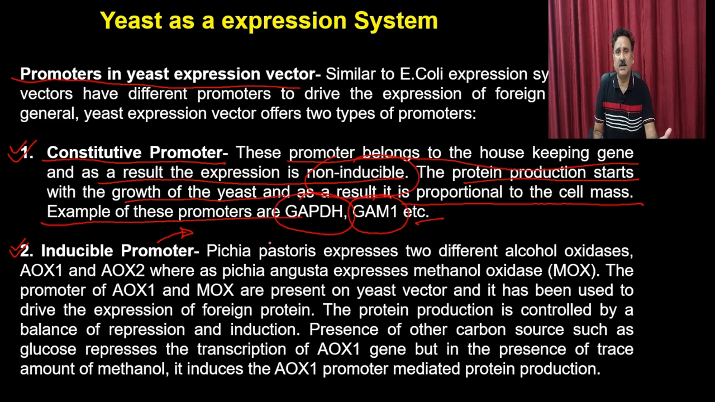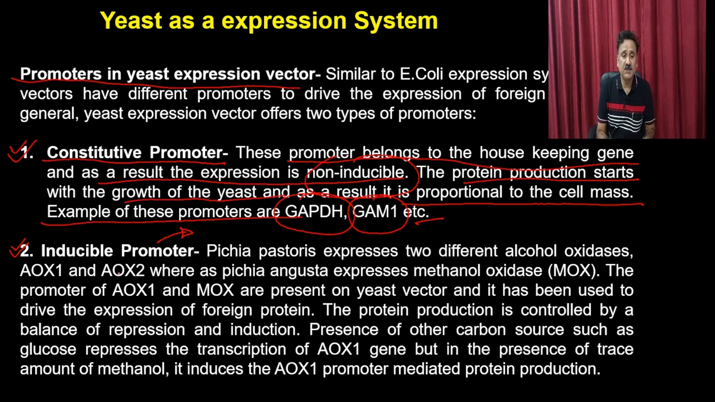As soon as the promoter is activated, it allows the production of the transcripts, right? It allows the production of RNA. And once the RNA is available, it allows the production of the protein. You know that the protein is toxic in nature, so it is going to kill the organism. But by the time it kills the organism, the protein has already been produced.